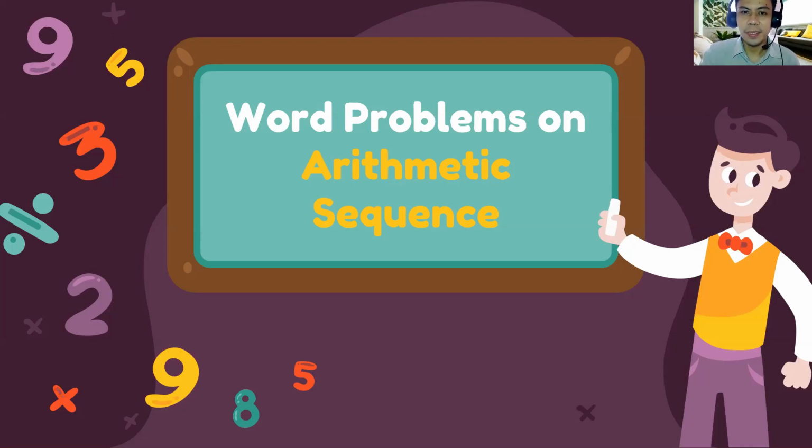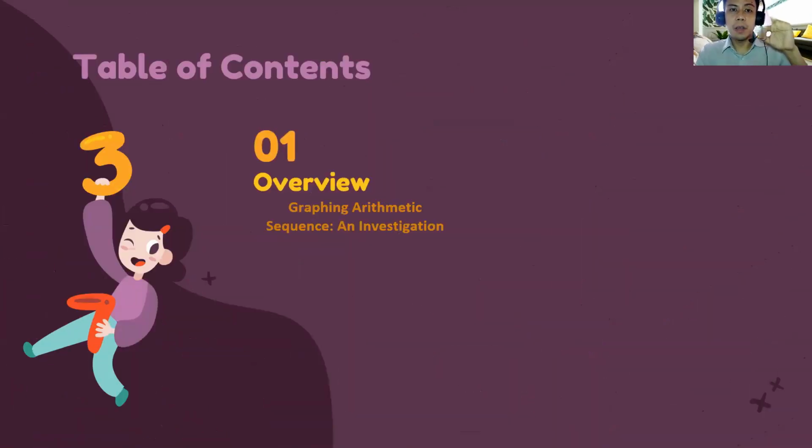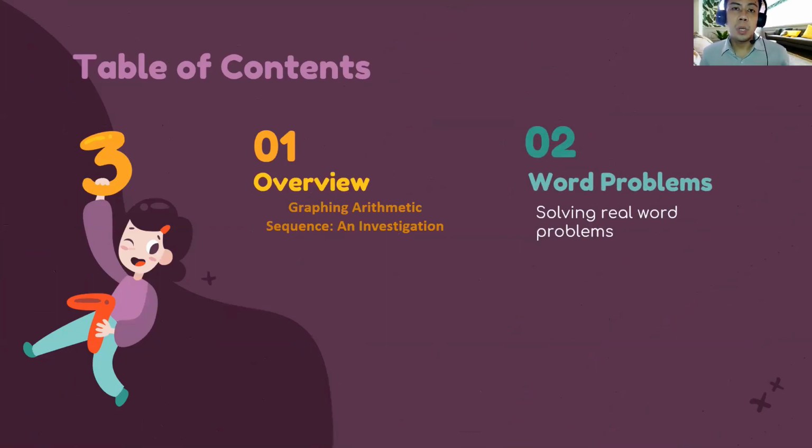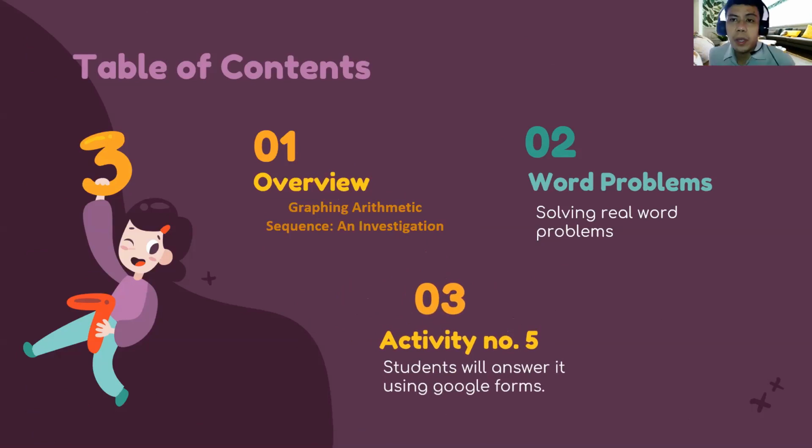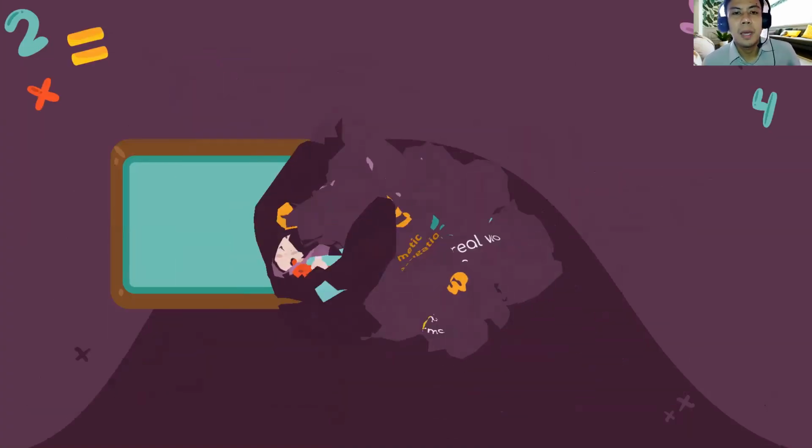Let's go! So we have here the table of contents. The first one is the overview. Let's investigate a problem involving arithmetic sequence, and after that, let's show it in a graph. The second one is word problems. Of course, these are real-world problems. And the last one, we're going to answer activity number 5 using Google Form. Let's learn together and solve mathematics problems.